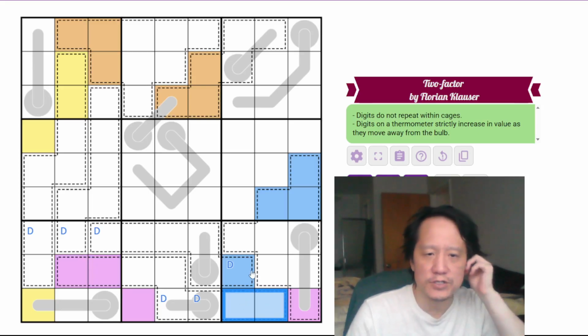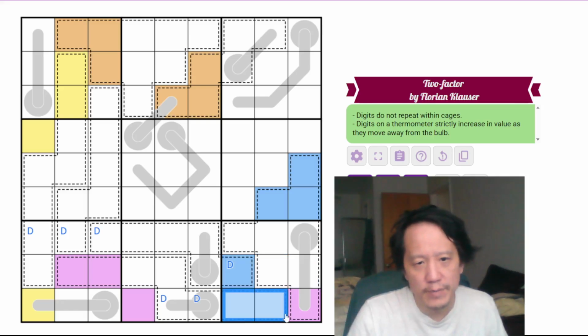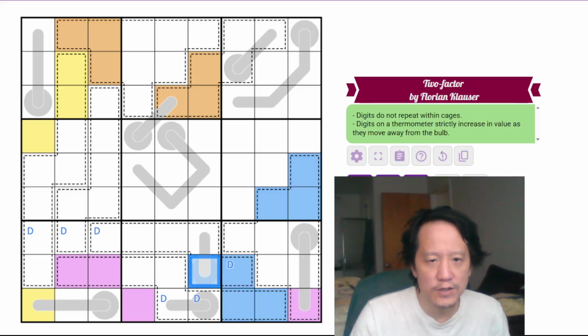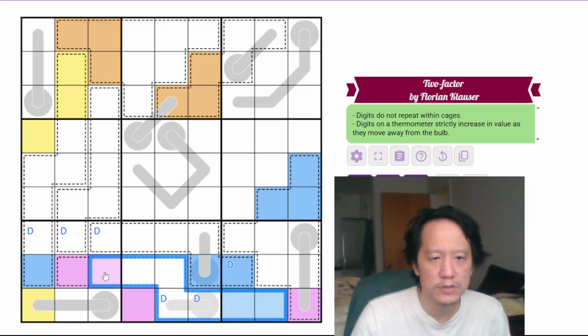Where are these 2 digits in row 8? They must match these, because they cannot be the pink. The pink matches these two. And it can't be here because they're in the same cage. So they must match these. But we don't know which ones. Interesting. And then they must match here, right?